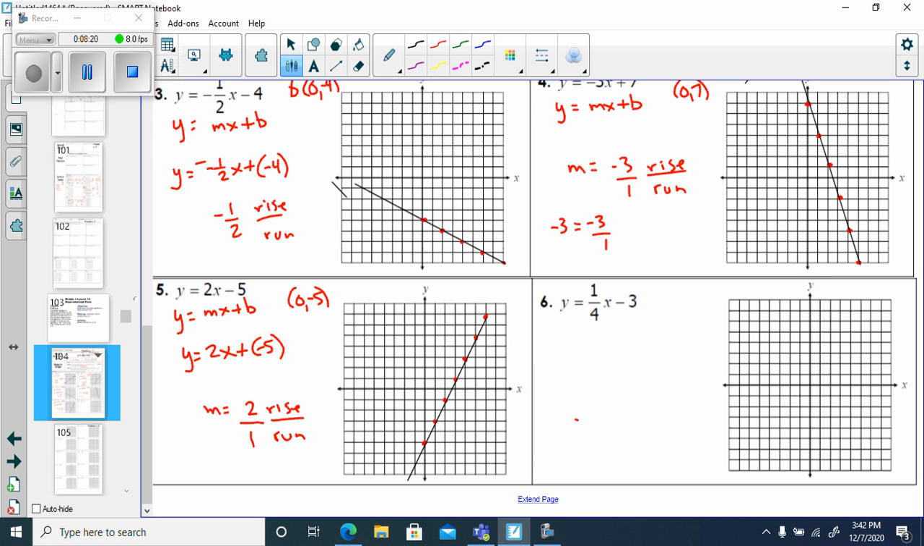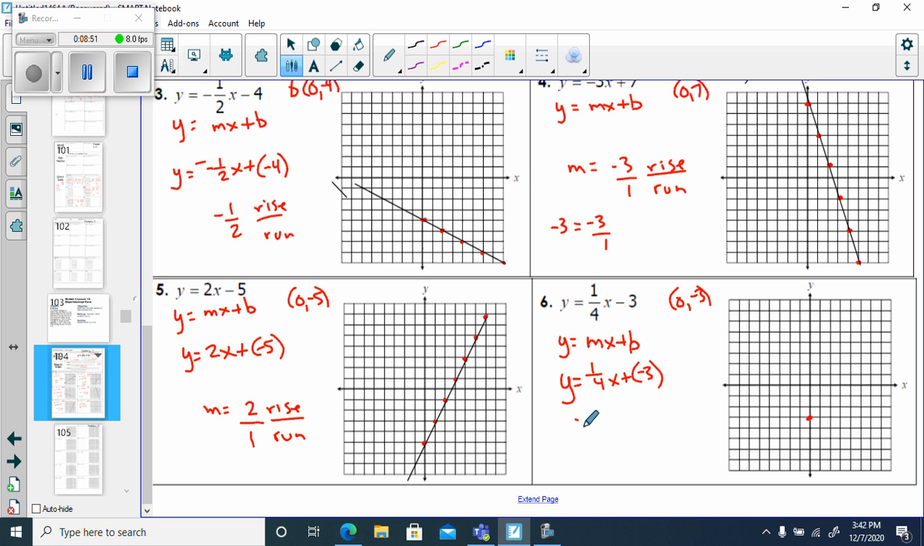Okay? Remember our linear equations, y is equal to mx plus b. But this is not adding a b here. I need to change that equation. Y is equal to 1/4 x plus a negative 3. Subtracting a 3 is the same as adding a negative 3. So our b is negative 3. That means we start at (0, negative 3). On the y-axis, we go down to negative 3.